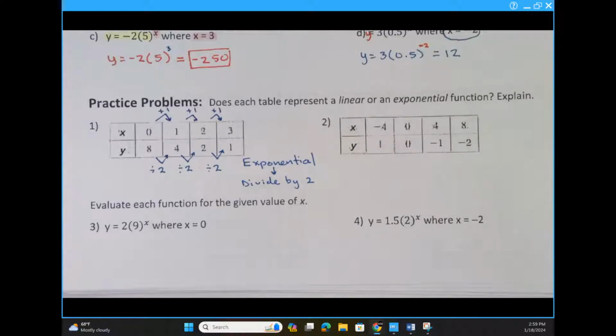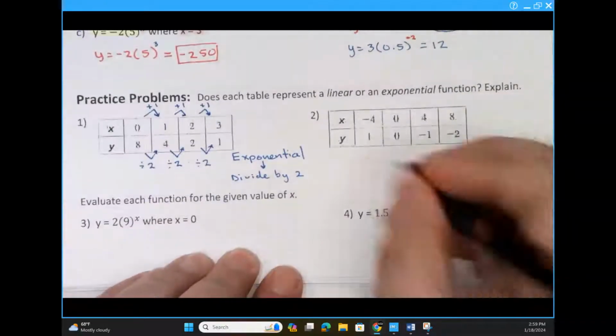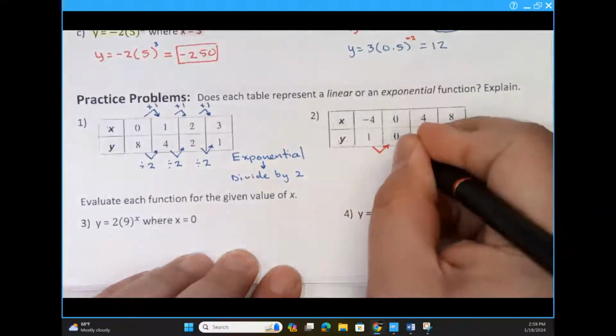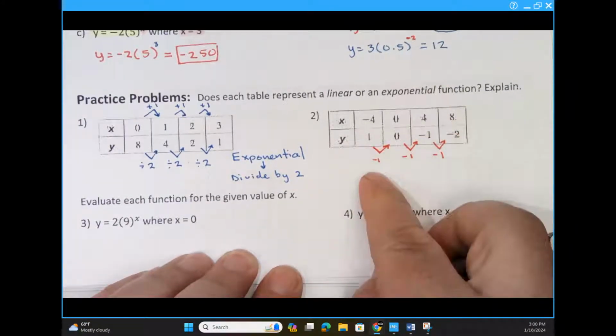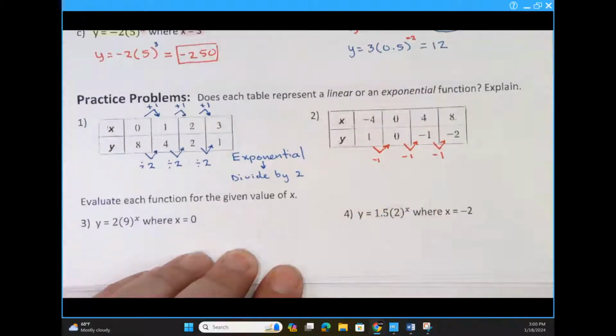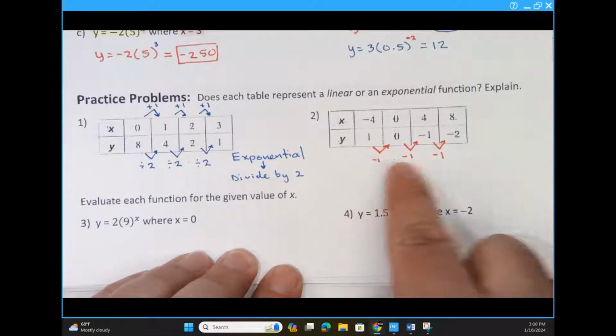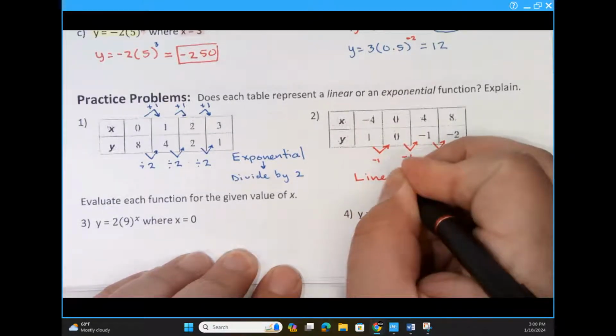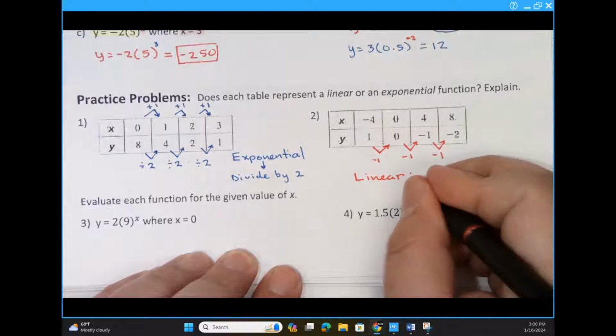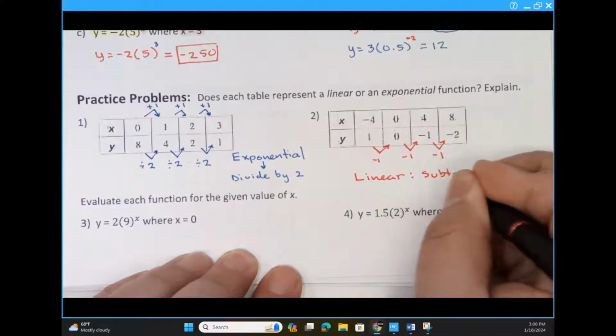All right, so we're going to check your answers now. Make sure you understood the concept. So if you did this one correctly, you would have seen that the pattern is to subtract a 1, which means if you're subtracting over and over and over, this is now linear. So you should have said linear. And the reason is that we subtracted by 2.